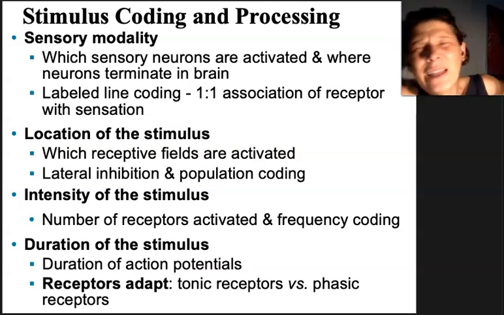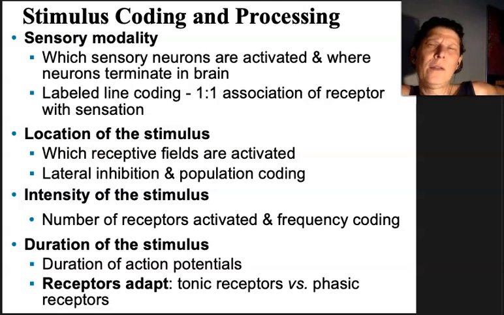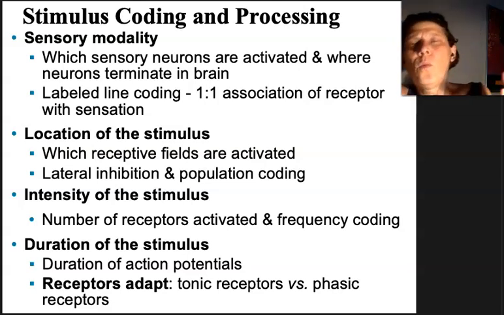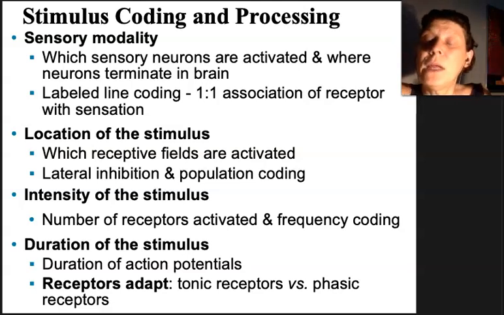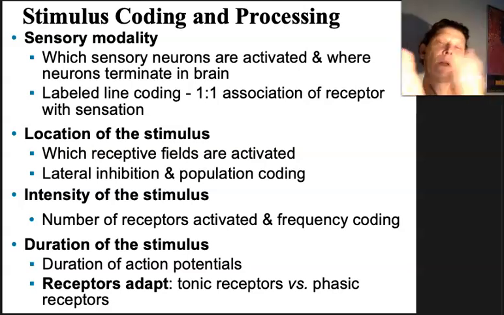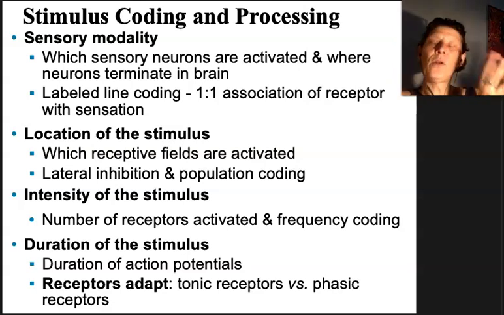Coding and processing. It could be complex, it could be simple, depending on how you look at it. Sensory modalities are those modalities that we just talked about, right? Primary modalities: vision, hearing, sound. Which sensory neuron is activated determines what area of the brain is being activated. That labeling is one-to-one, one sensory neuron to one area of the brain, and that is associated to one receptor of that sensation. So it's a one-to-one relation.